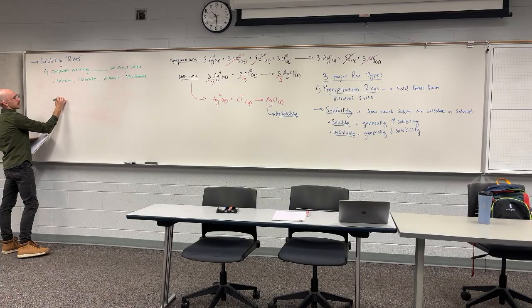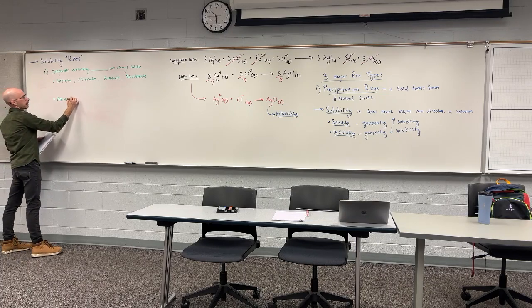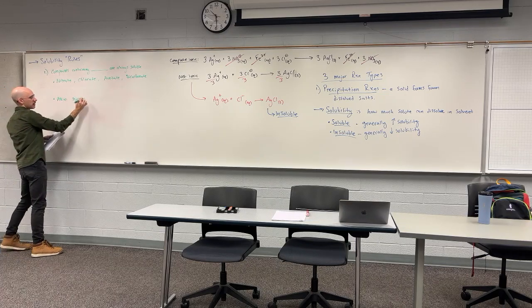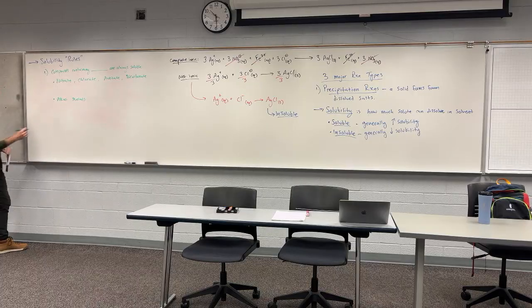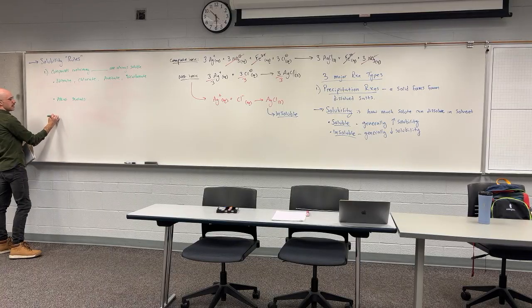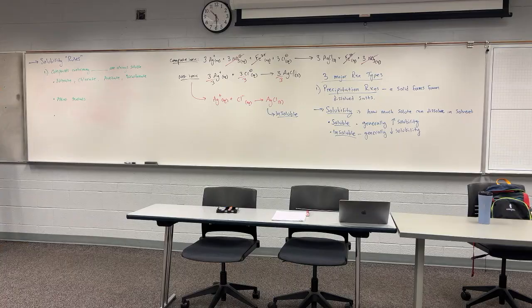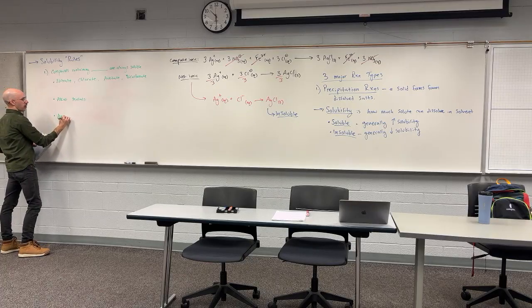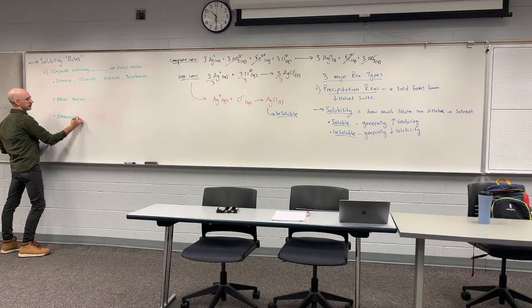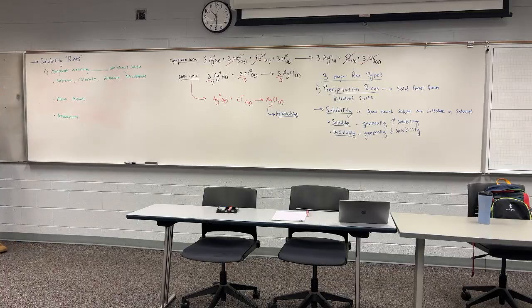All compounds containing alkali metals are always soluble. Are these anions or cations? Cations. And then also, all compounds containing ammonium are soluble.